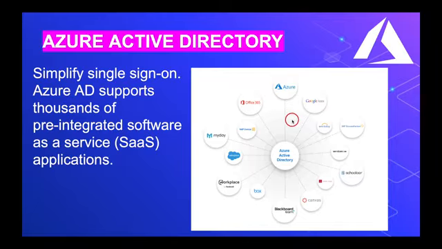If you observe here, we have Azure Active Directory. It's going to provide simplified single sign-on. Azure Active Directory supports thousands of pre-integrated software as a service applications. So if you want to integrate with Office 365, or Google Apps, or Workday, Box, Canvas, you can use Azure Active Directory here. So that is the advantage of Azure Active Directory, guys.